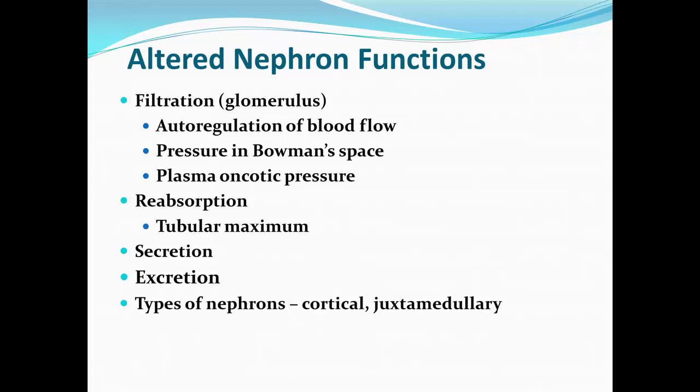With filtration, there are three major forces that are very, very important in order to have a positive filtration through the glomerulus. These are autoregulation of blood flow, the pressure in that space, Bowman space, as well as the plasma oncotic pressure. Remember that what we're talking about with autoregulation is the ability of the afferent and the efferent arteriole to keep a positive pressure within the glomerular capillary bed that favors filtration.